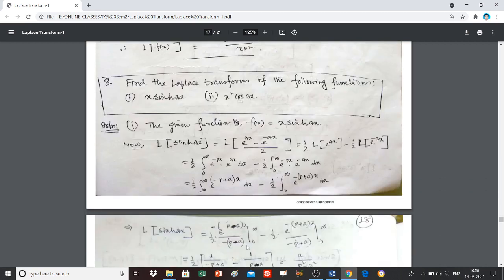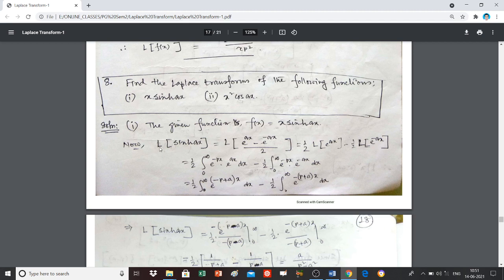Now the next one is: find the Laplace transform of the following functions. Number one is x sine hyperbolic ax, then x square cos ax. So we have to compute the Laplace transform of these two functions. First one is here, the function that is given is x sine hyperbolic ax. So the Laplace transform of this function, first we have to compute the Laplace transform of the function sine hyperbolic ax.